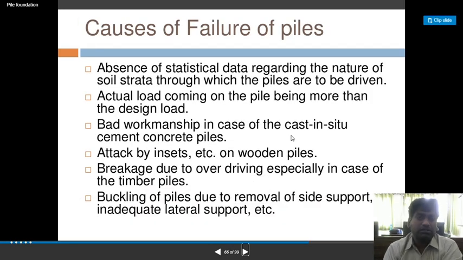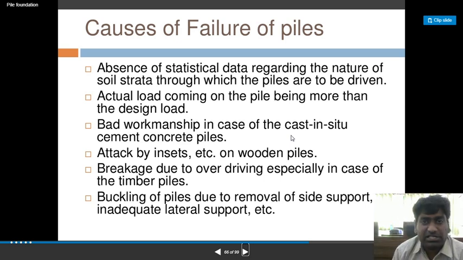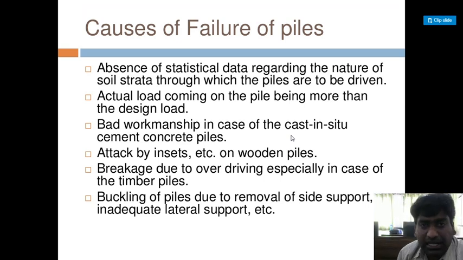Causes of failure of the piles. Absence of statistical data regarding the nature of the soil strata through which the piles are to be driven. Actual load coming on the pile being more than the design load. Bad workmanship in cases of cast in situ cement concrete piles, attack by insects, etc.